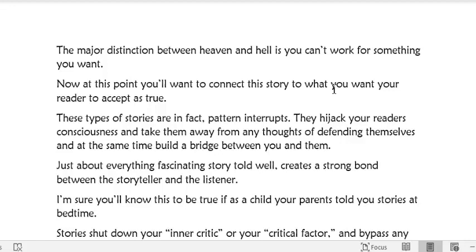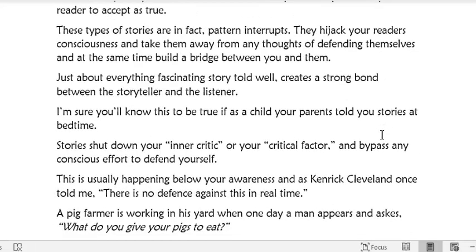So these types of stories are in fact pattern interrupts. They hijack your reader's consciousness and take them away from any thoughts of defending themselves, and at the same time build a bridge between you and them. Just about every fascinating story told well creates a strong bond between the storyteller and the listener. Now, I'm sure you'll know this is true. As a child, your parents told you stories at bedtime. Stories shut down your inner critic or your critical factor and bypass any conscious effort to defend yourself, which is exactly what we want. This is what we're looking for, straight away in our copy.